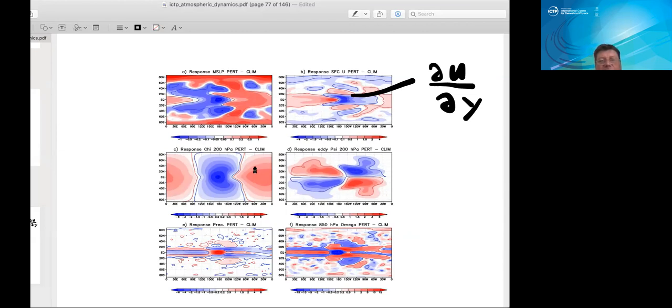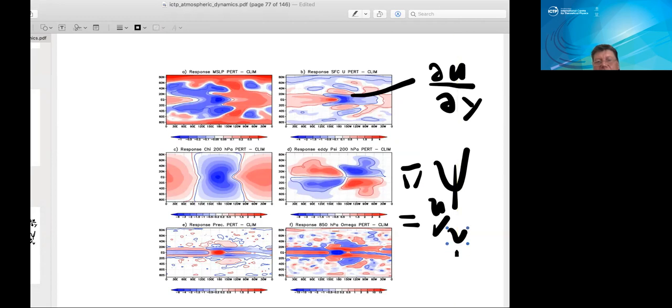Let's concentrate first. So these are the responses that we see to this imposed sea surface temperature perturbation in this model. The field that is shown here is the upper troposphere velocity potential. So the gradient of this field psi gives us our divergent velocity vector, u and v. These are our divergent winds.